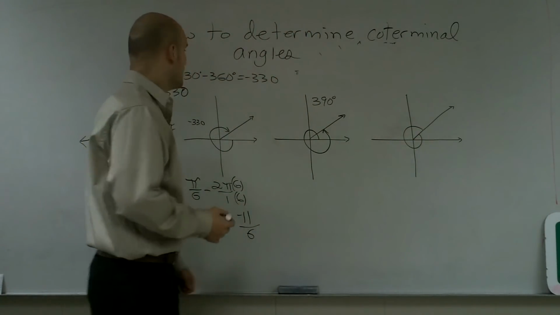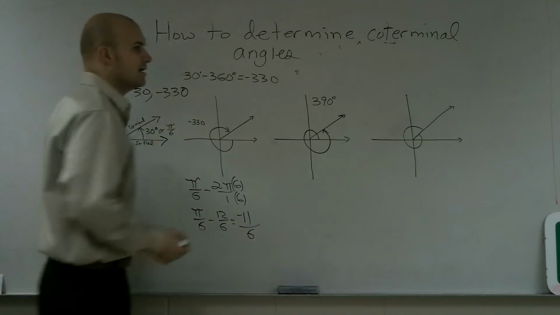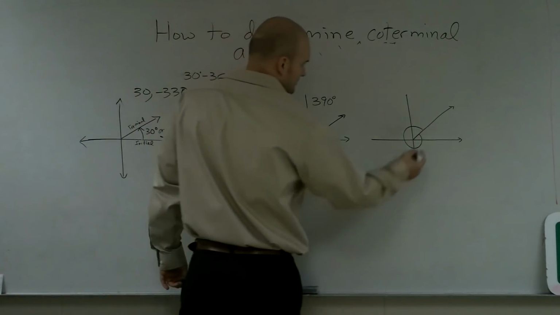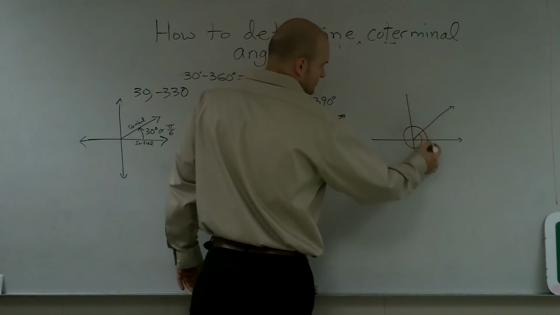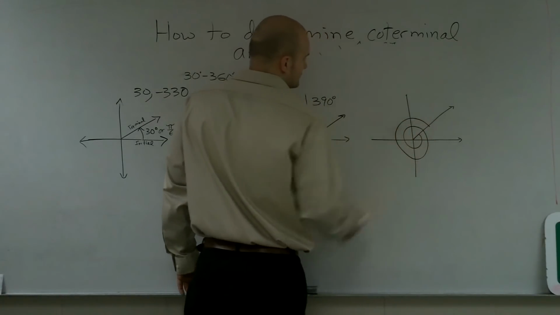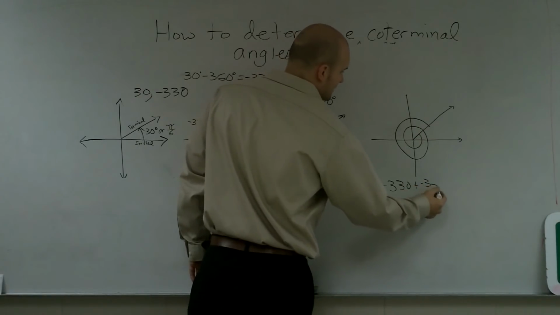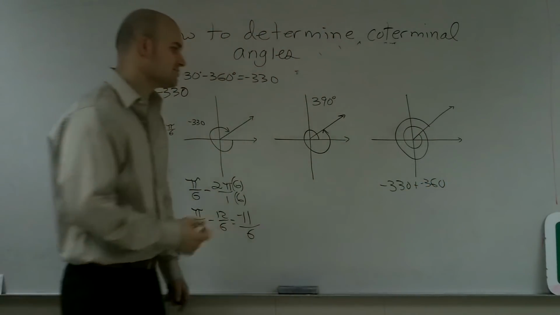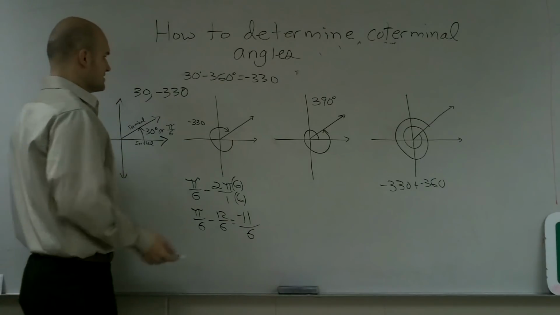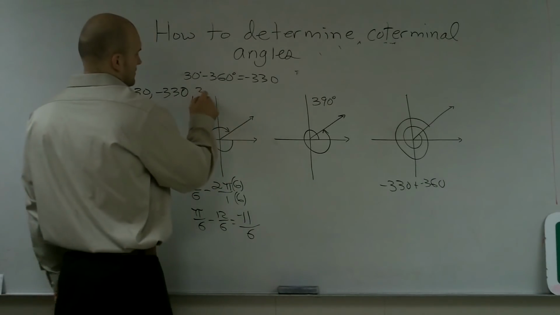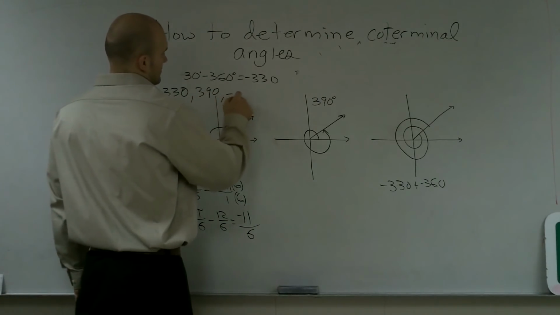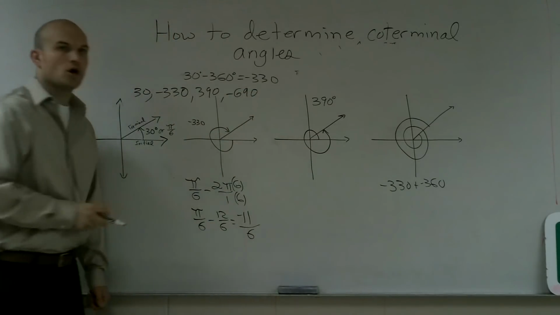That's negative 330, and you could add another 360 in the negative direction. So negative 330 plus a negative 360, because remember, we're going in that exact same direction, is going to be a negative 690. So those are all coterminal angles.